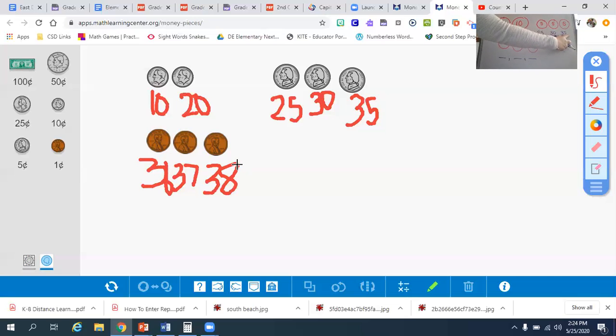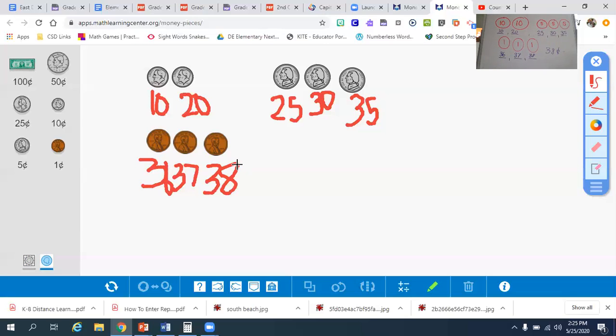I still need to add my pennies. So 35 plus 1 is 36. Plus 1 is 37. Plus 1 is 38. So I get a total of 38 cents. Okay? So this is a strategy that's good to use if we need to draw a picture, all right?